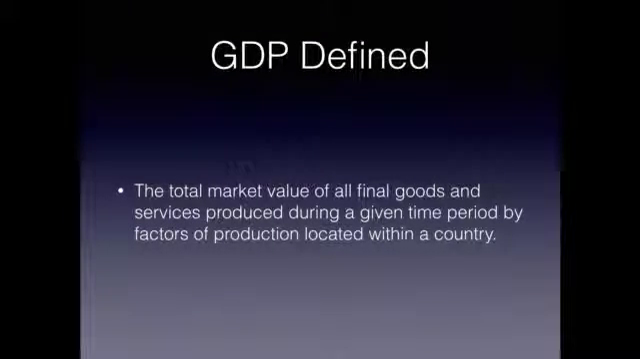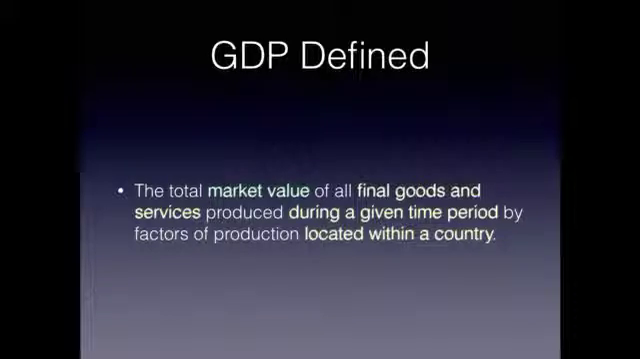So from your textbook, GDP is defined as the total market value of all final goods and services produced during a given time period by factors of production located within a country. And I highlighted a couple of sections here that are important. Remember, it's the market value, meaning it is the value based upon the price that it is sold at, which is an important thing to realize.